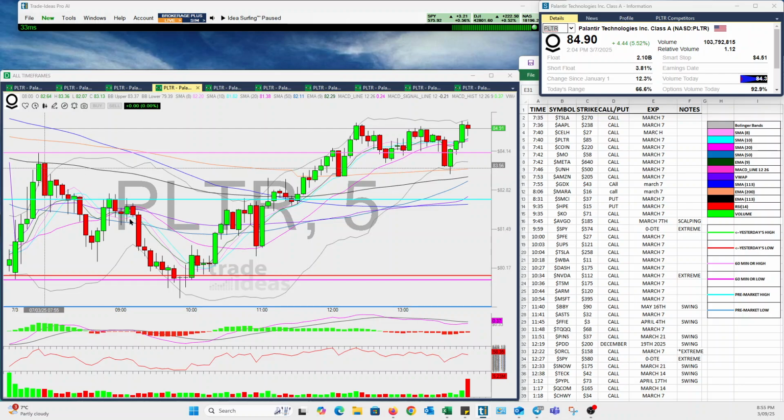So again, it did reject here, went down. So if you would have got in down here, and this pink line is the 60-minute opening range low, and the red is the previous day's low. So this was yesterday's low. If you had it marked out, you'd know to watch those levels because there was a potential for a rejection there, which is exactly what happened. And then price went up.